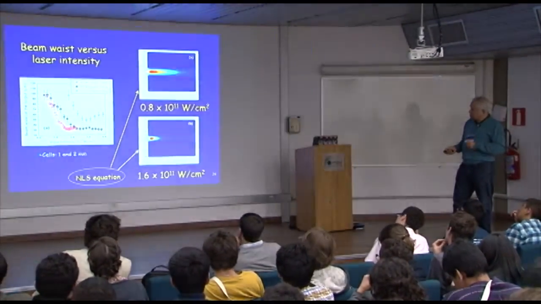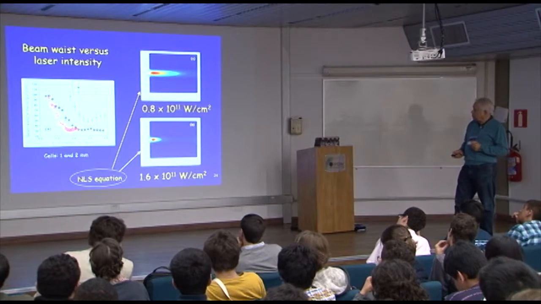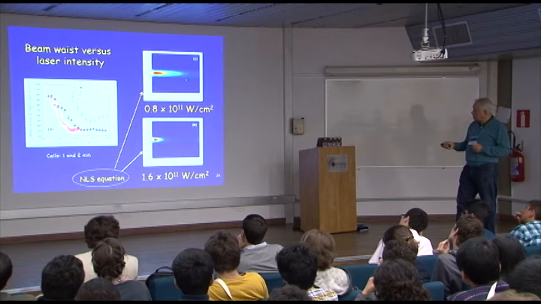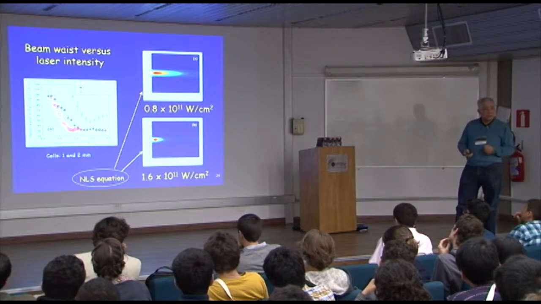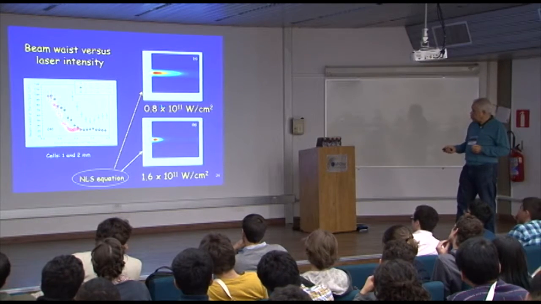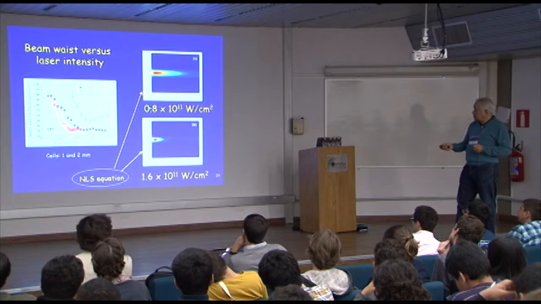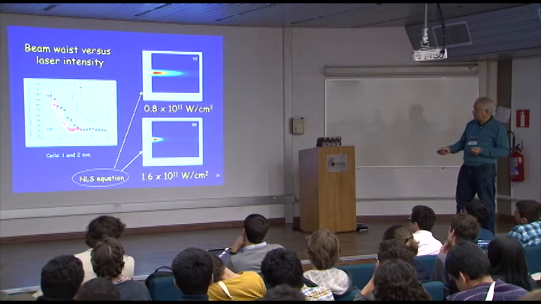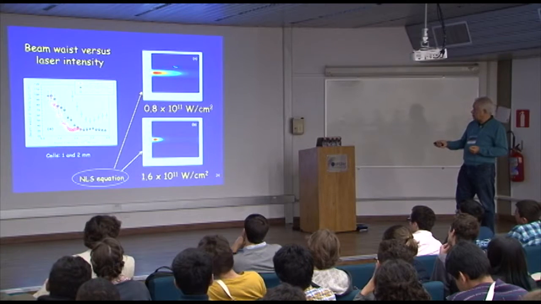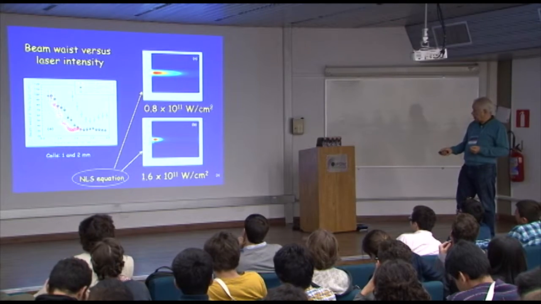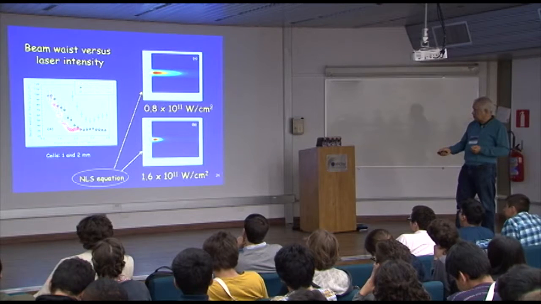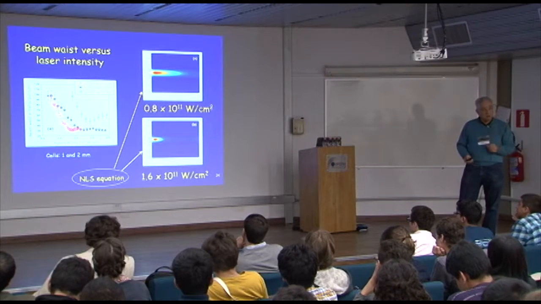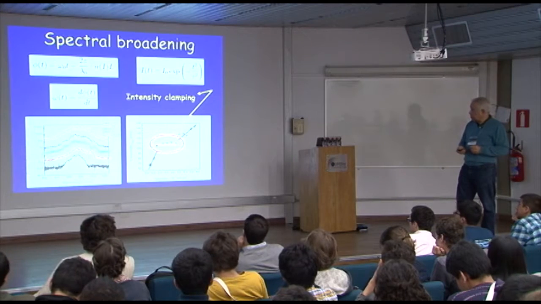So the experiment was done with cells with different lengths, and some numerical treatment of the Maxwell's equations, of the nonlinear Schrödinger equation, shows that for an intensity below the intensity of solitons, the beam is spreading, while for the intensity 1.6, that's about here, the beam becomes collimated. So that's a spatial soliton.